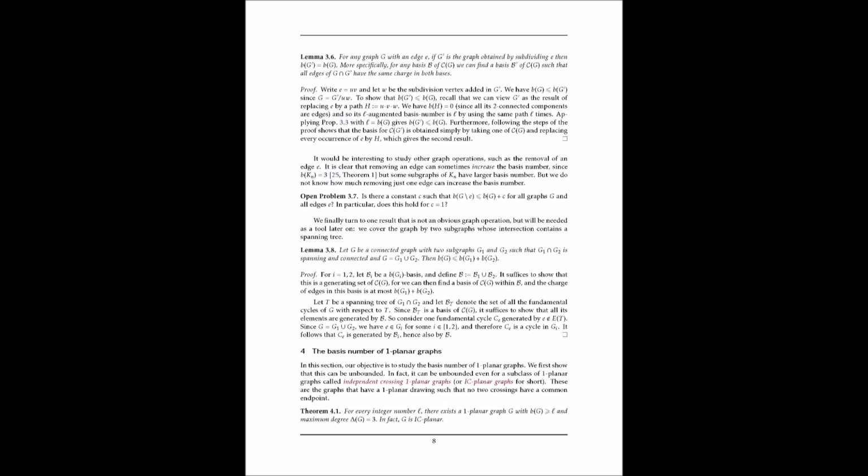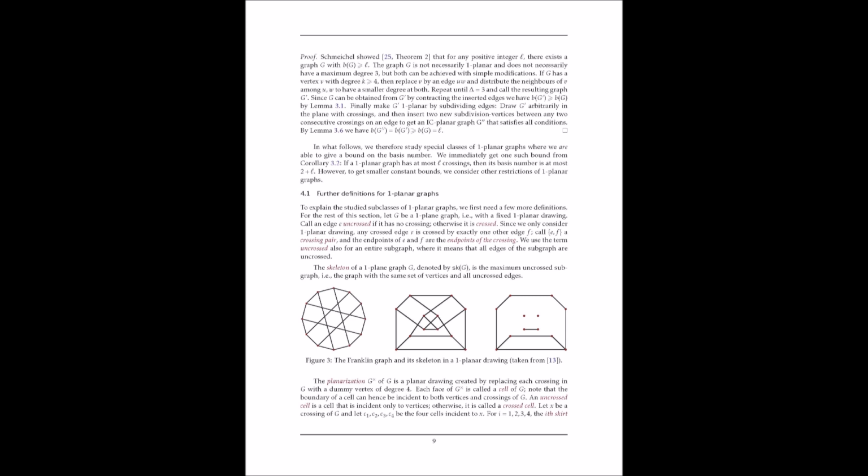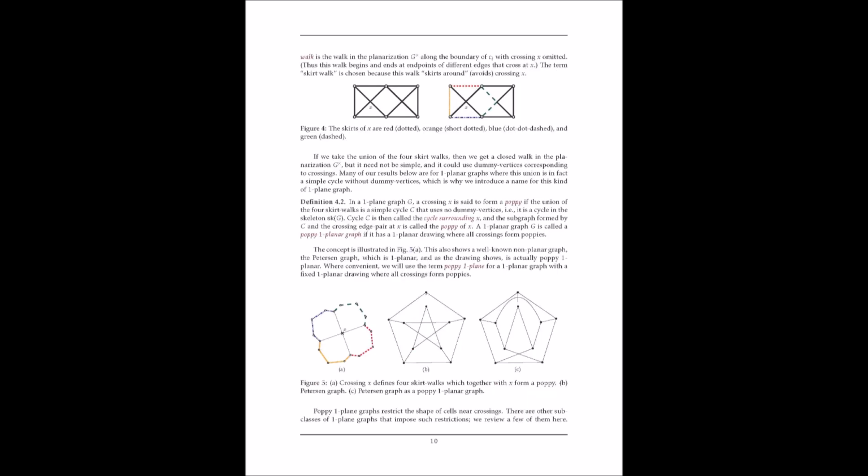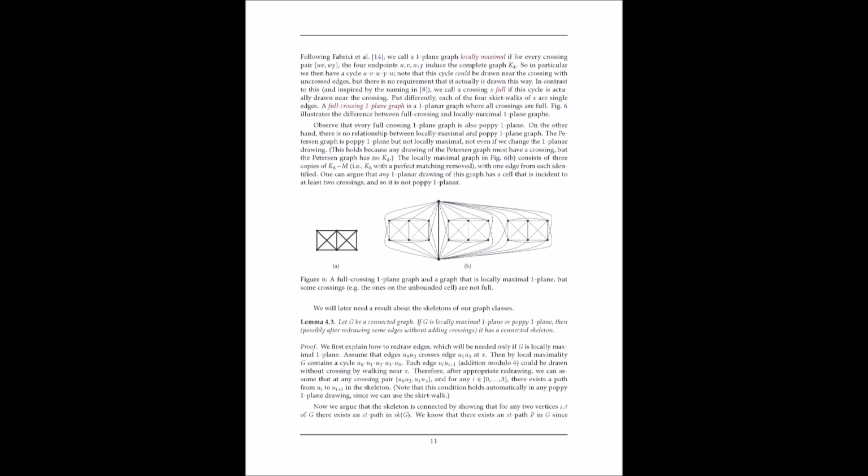Yeah. Okay. And then we have this idea of skirt walks. So if you imagine you're standing at a crossing in a one planar graph, you're surrounded by 4 regions. And each of those regions is bounded by a walk along the edges of the graph. And that walk is called a skirt walk. So it's like a walk that goes around the crossing without actually using the crossing itself.